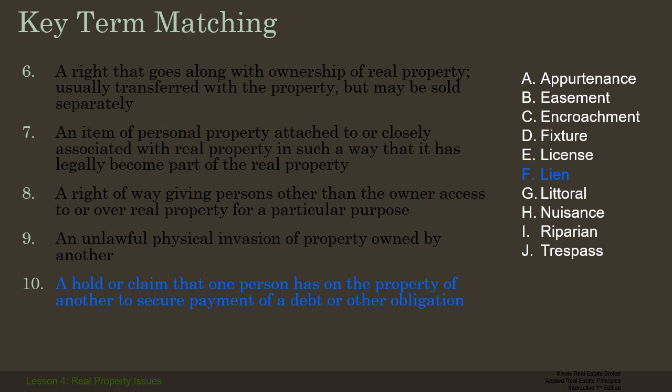And a good example would be a mortgage lien. When you get a mortgage lien, you tell the lender that they now have the right to force the sale of your property if you stop paying them. That's called foreclosure.